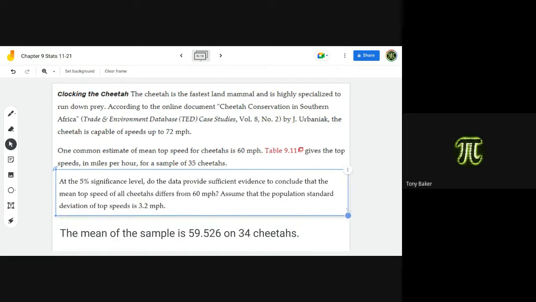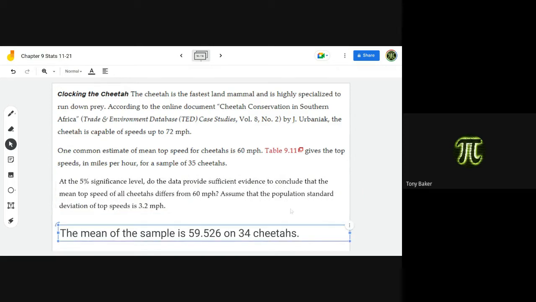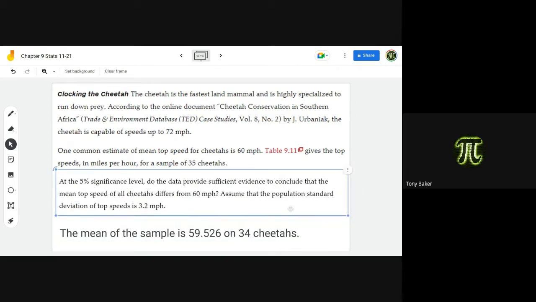There you go. That's the other piece of information. 5% and the standard deviation is 3.2. And then we're done and you can go home and start enjoying your Thanksgiving.